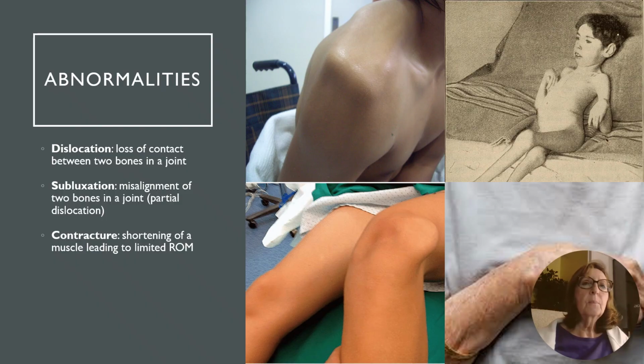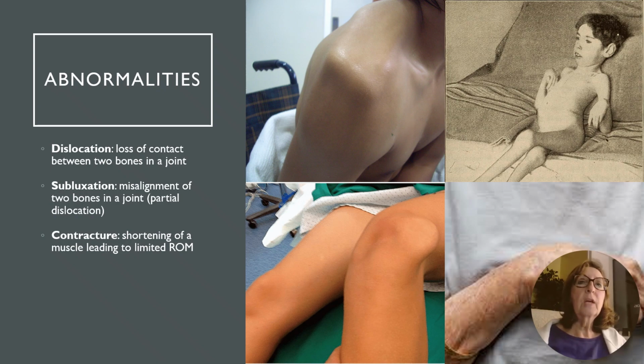So what kind of musculoskeletal or skeletal abnormalities might you see if you're working in the emergency room? Very oftentimes there could be a dislocation. You look at that top one, it looks like a young man's shoulder. Completely dislocated. There's no contact between those two bones in the joint. Something happened and it moved the bone out of the socket.